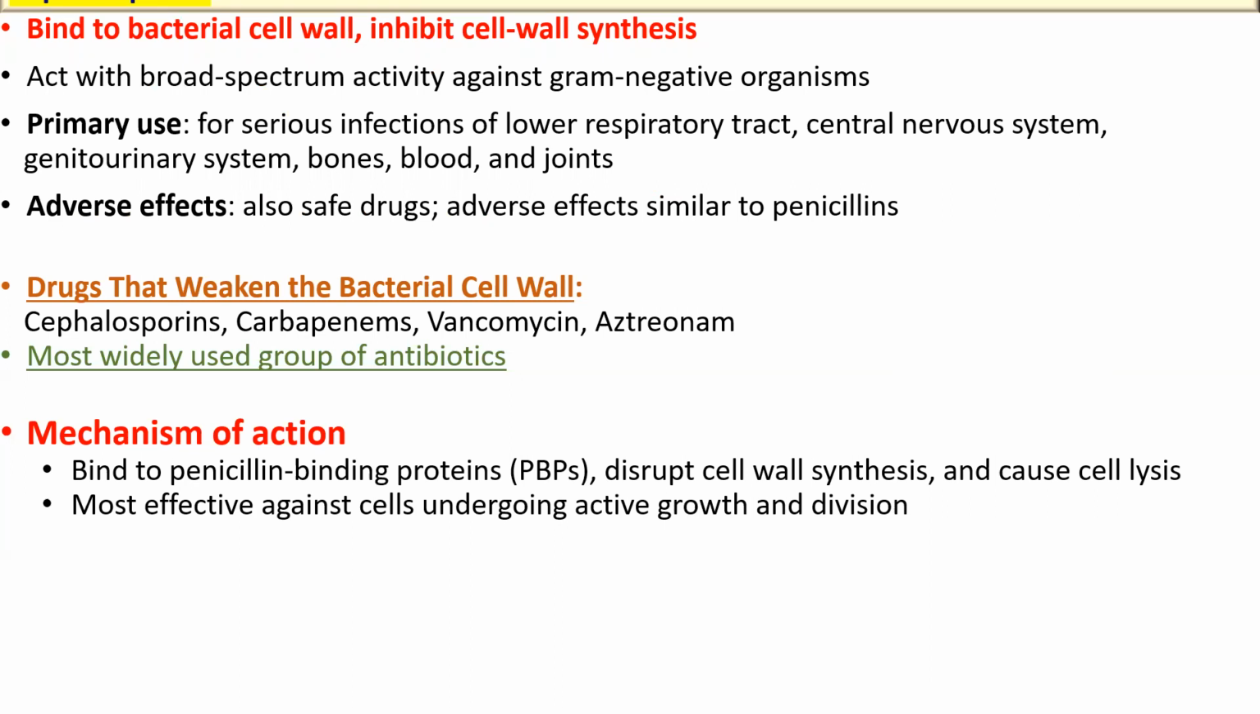So there are drugs that would weaken the bacterial cell wall, like cephalosporins, the penems, vancomycin, aztreonam, and others. They are the most widely used groups of antibiotics. Among all the antibiotics, they are beta-lactam antibiotics, similar to the penicillin structure. They are bactericidal and usually given parenterally, intravenously, and the toxicity is very low.